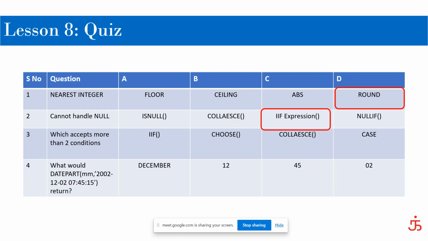Which accepts more than two conditions? Now I think this is easy. Sorry, which cannot accept more than two conditions? I think I kind of overlooked the question. Which cannot accept more than two conditions? I think you guys pretty much know this.